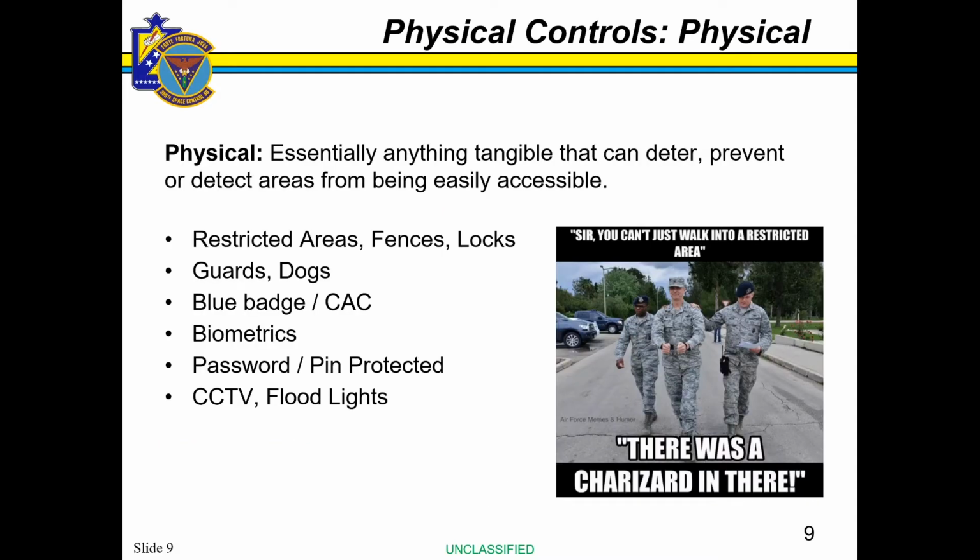Next, we will be talking about physical controls. Physical controls are essentially anything tangible that make areas not easily accessible. A couple examples would be fences, CCTV, biometrics, etc.